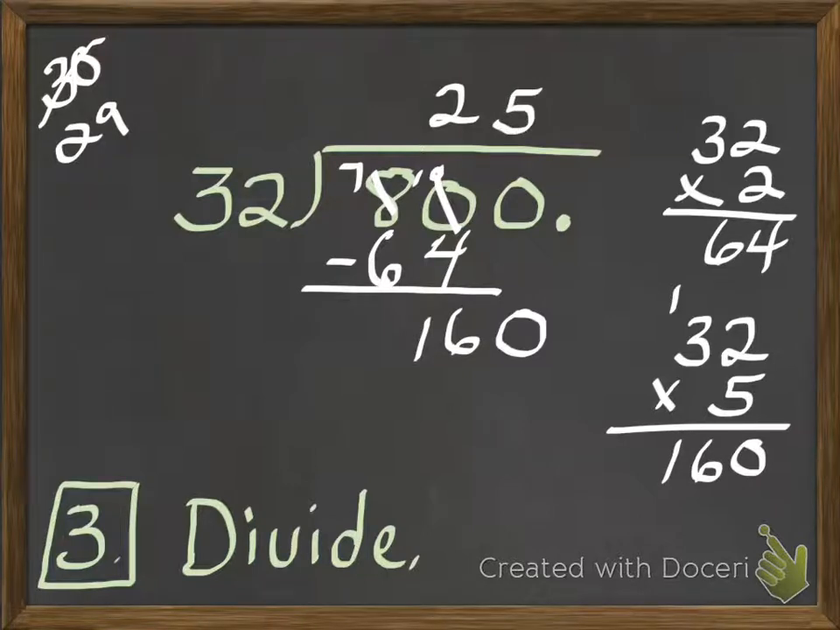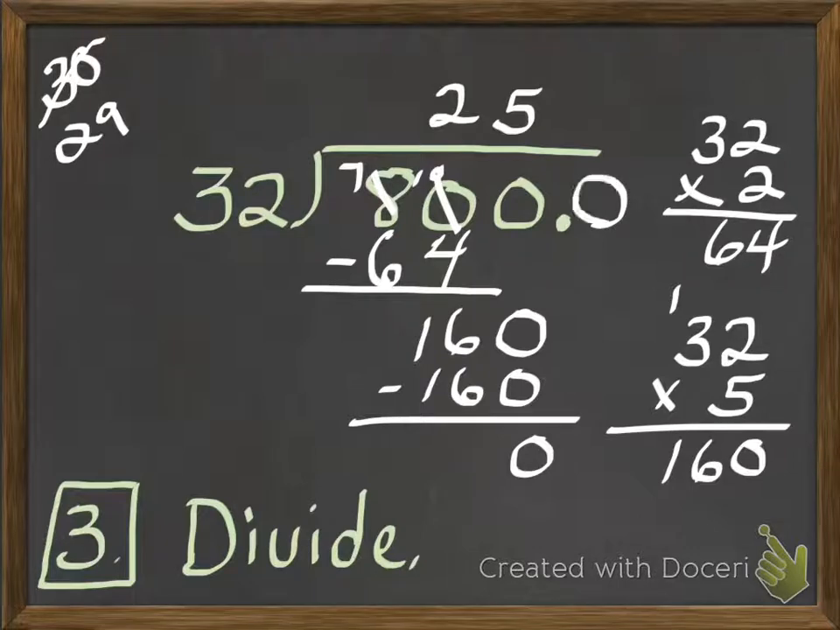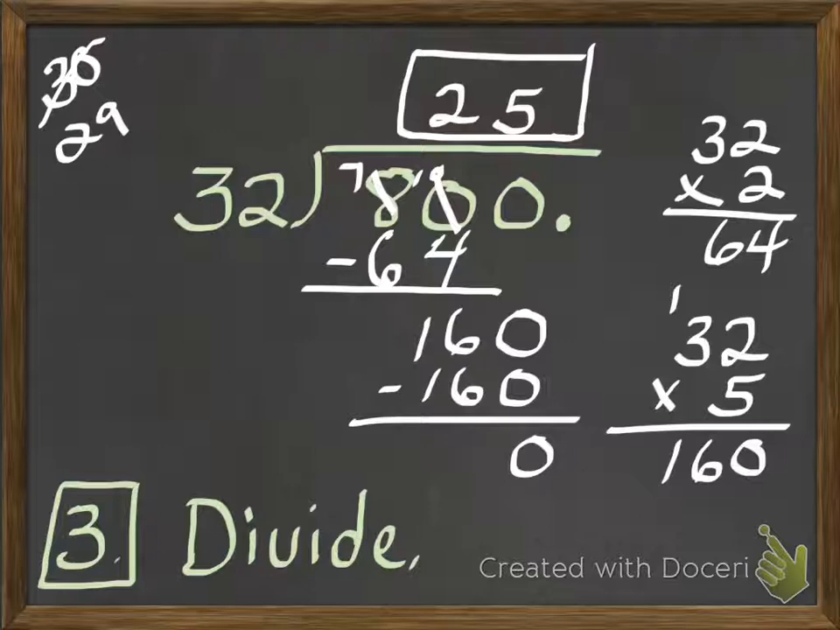So I put the 5 up there. 5 times 32 is 160. Subtract. I get 0. There's nothing else to bring down, right? I'm completely done. Nothing else but 0. So I don't need to do that. So I'm done. My answer is 25. Okay. So the first step is to estimate. The second step is to multiply times a power of 10 so that your divisor over here has no decimal point in it anymore, and then you divide.